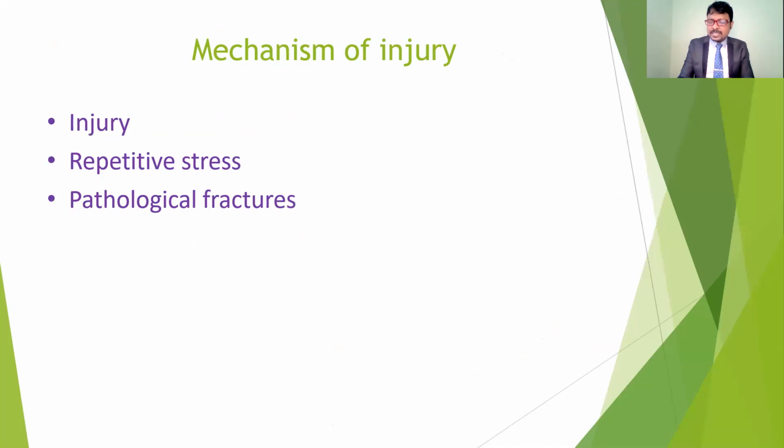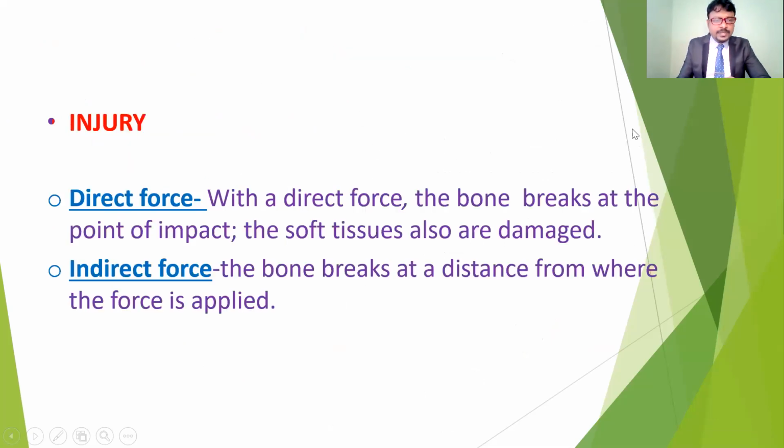So coming to the mechanism of injury. What type of mechanism of injury is going to happen for bone fractures? It's going to be direct injury or indirect injuries, and repetitive stress. Because of any previous injuries or previous repeated injury, and also pathological fractures. So these are the mechanisms of injuries. These mechanisms are going to give the fractures.